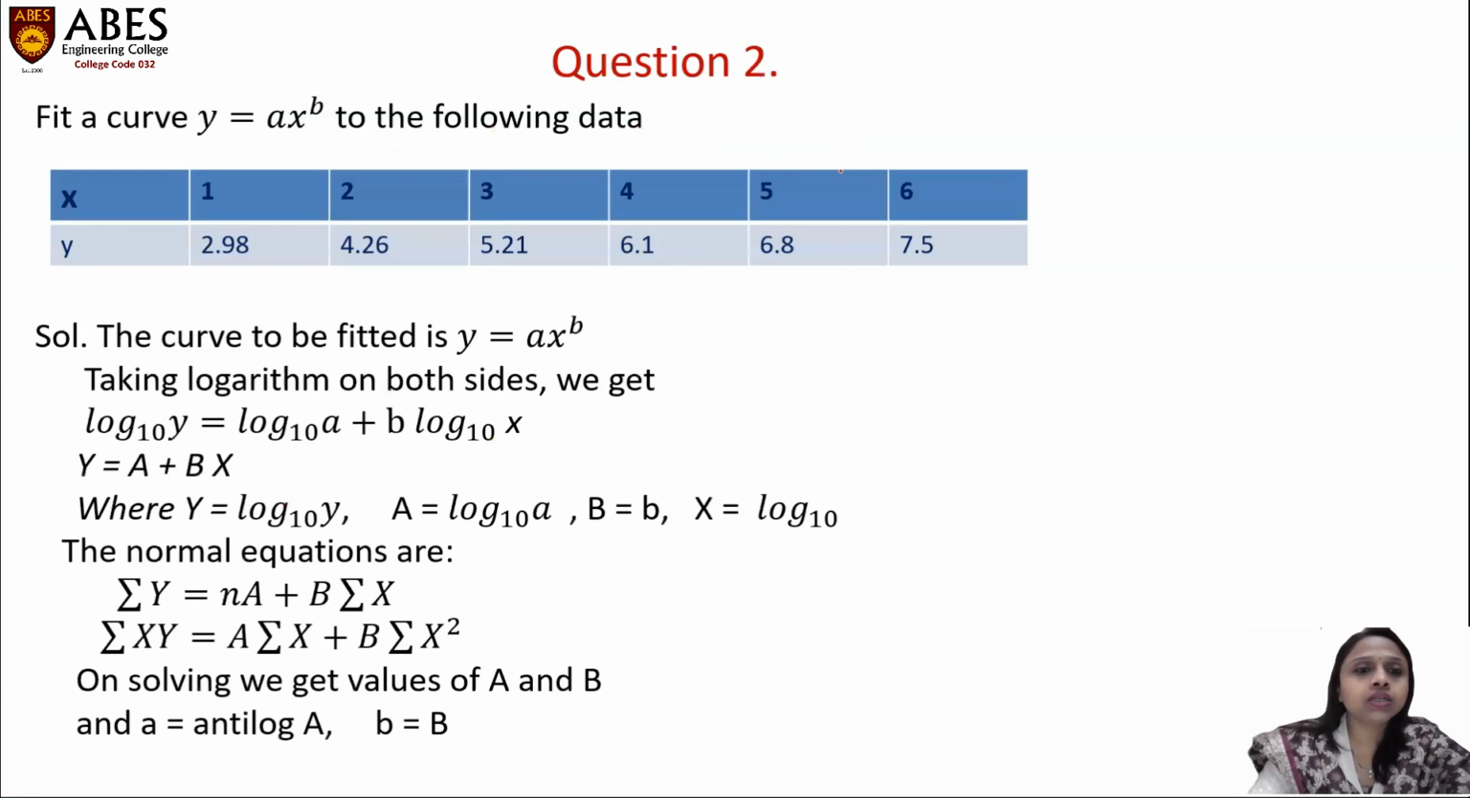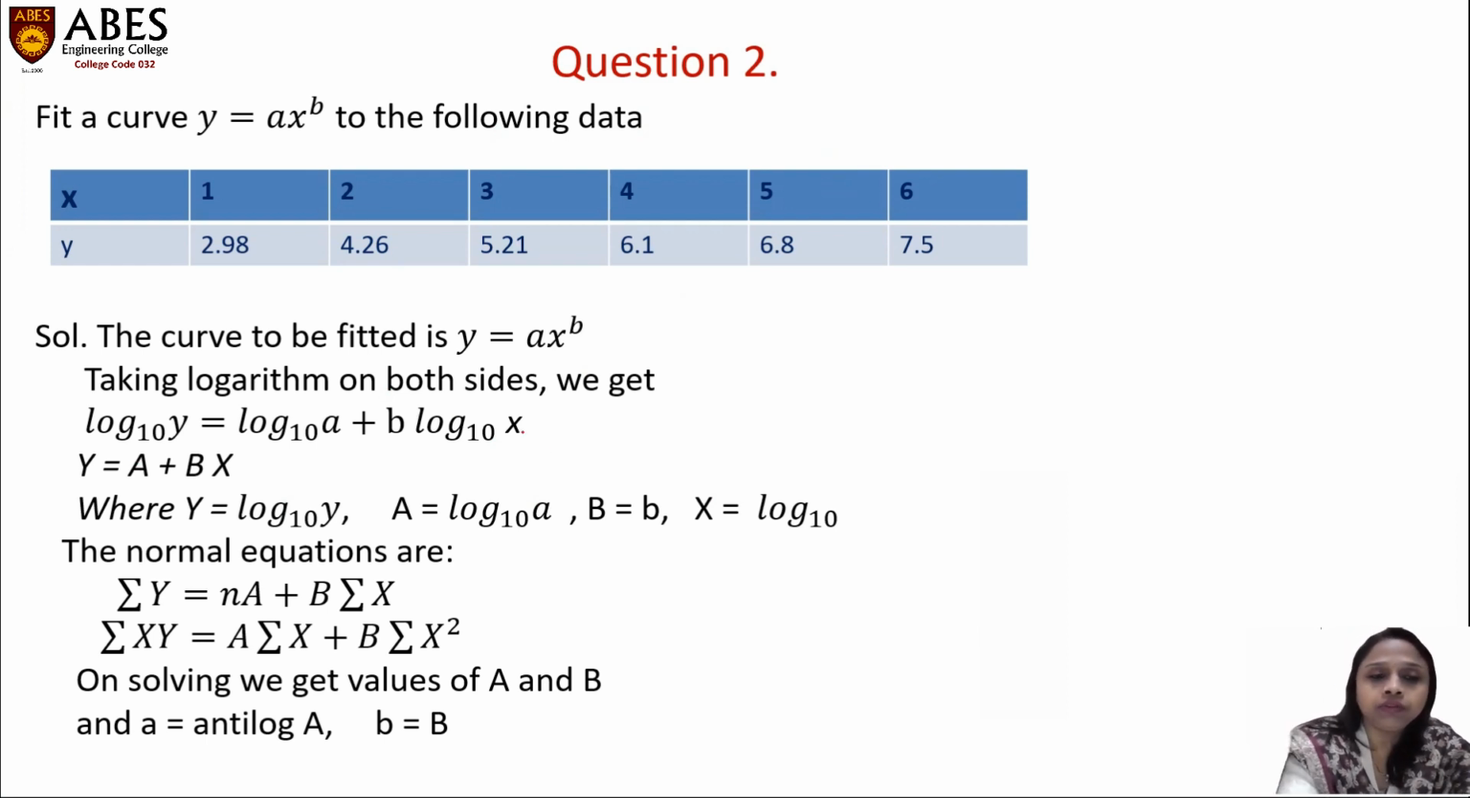Similarly, let us consider another question, that is fit a curve y equal to a x to the power b to this following data, where x and y are given. X is from 1 to 6 and correspondingly y is given. As we have discussed, we need to fit this data in this curve. To fit the data in this curve, we have to take log on both sides. That is, we get log y equals log a plus b log x.